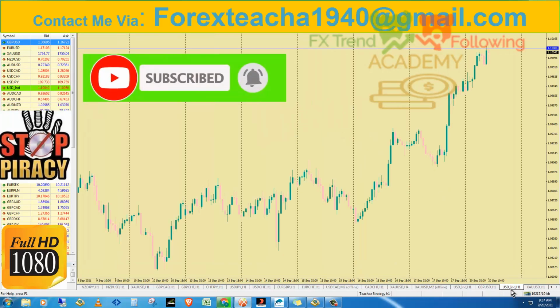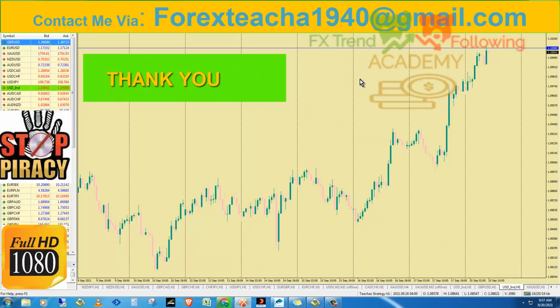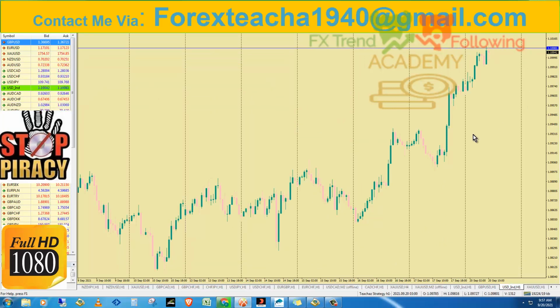US dollar index chart. For those who are new to trading, please try and follow through so that you can also know what I'm trying to say. For those who already know what the US dollar index is, please forgive me. I just want to make sure that we're on the same page.